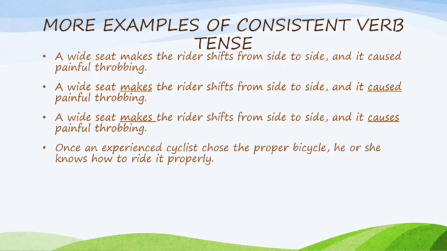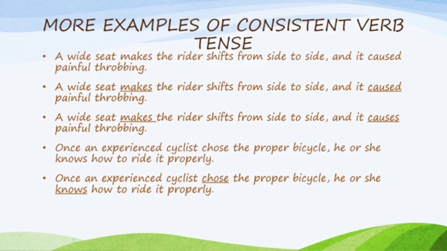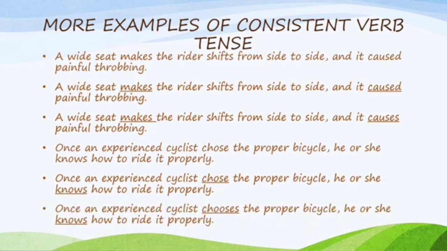Now let's take the other example. The other example reads, once an experienced cyclist chose the proper bicycle, he or she knows how to ride it properly. Now, we identify chose and knows as verbs that are inconsistent. So our task now is to make them consistent. And we have this. Once an experienced cyclist chooses the proper bicycle, he or she knows how to ride it properly. So in this case, we have chooses in the present and knows in the present. Now we have a consistent verb tense.